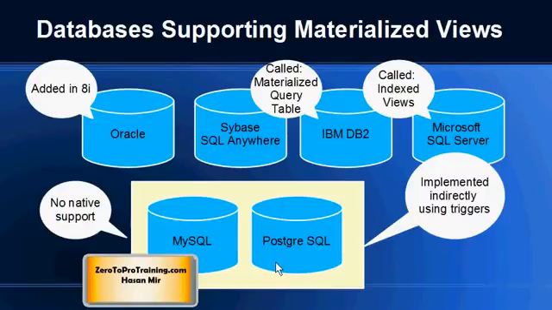MySQL and PostgreSQL do not offer the materialized view feature natively. However, we can create materialized views ourselves by using triggers and a programming language. We can create another table and write triggers, and tell the trigger to update this table automatically whenever the base table is updated. That way we can end up creating our own materialized views.